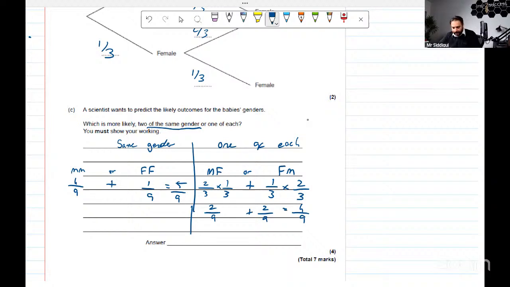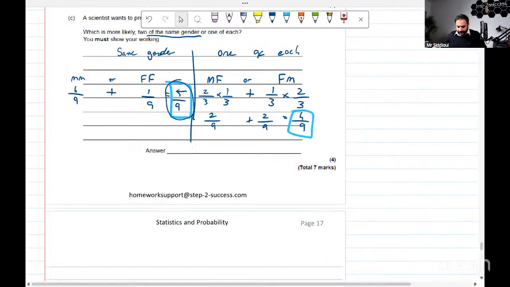And so now you can see that this probability is more than this probability. So what's more likely is two of the same gender, because it's 5/9 compared to 4/9. That's it. Actually, I'm pretty sure you didn't have to do the second bit there. The reason is that by default, if they're not the same gender, they're one of each gender. You see what I mean? You could have just done, well, if that's 5/9, then the rest of it is 4/9 because there's no other option. Okay, that was all of that.